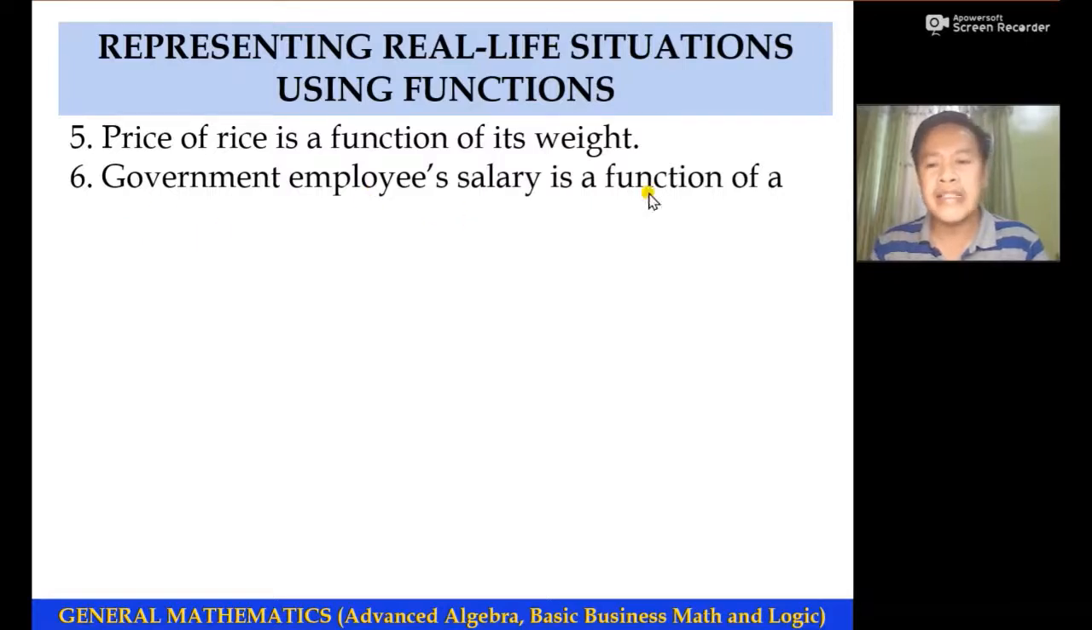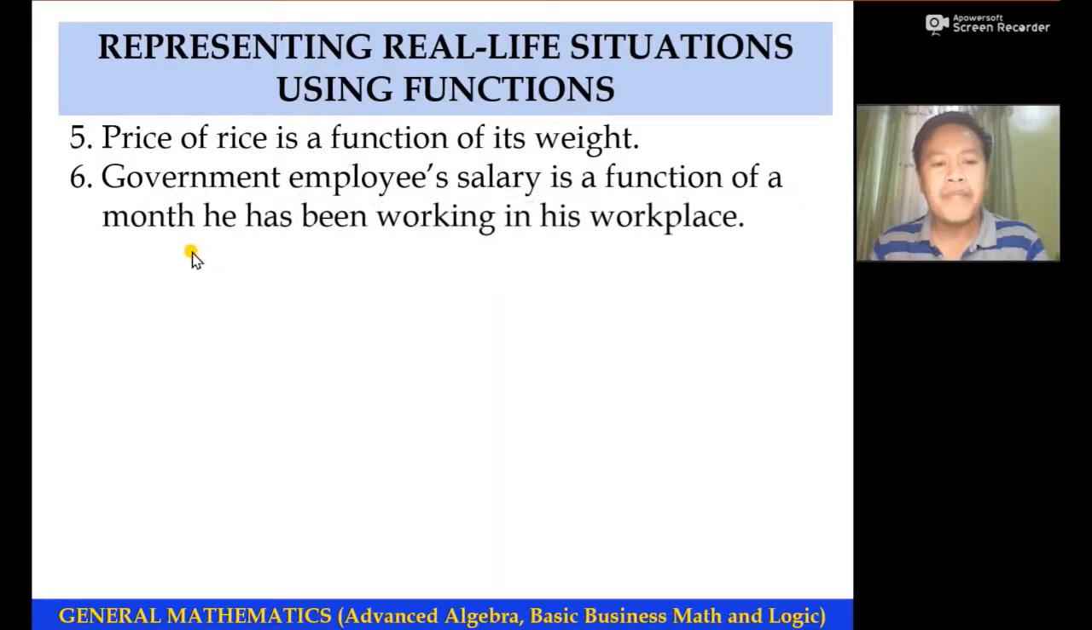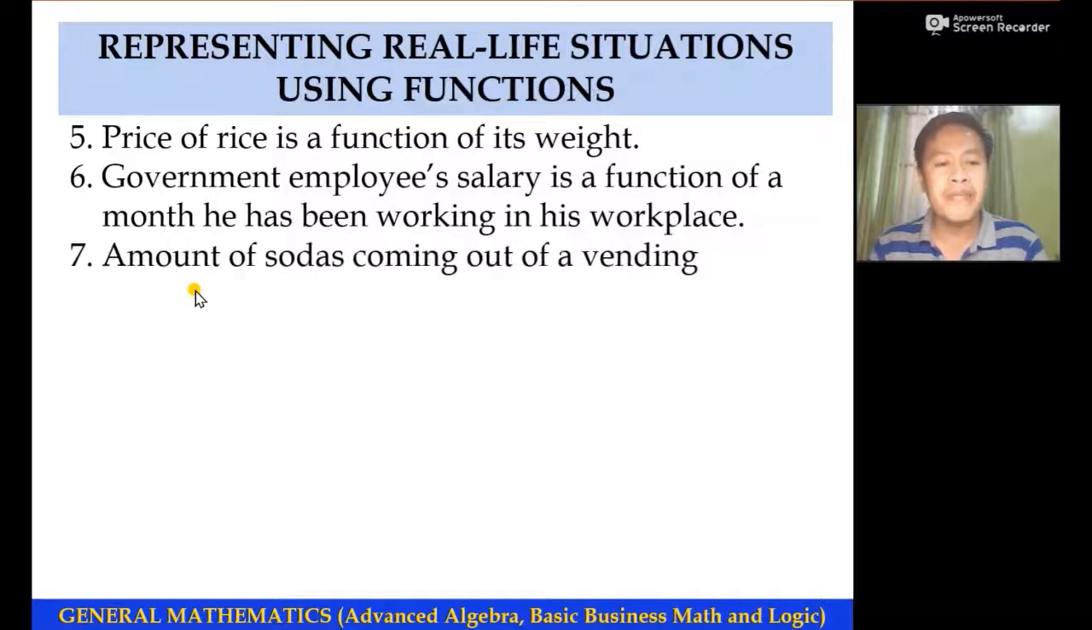Number 6. A government employee's salary is a function of the months he has been working in his workplace. Yes, because the shorter your length of service in the workplace, the lower the salary that you have. The longer you stay in your workplace, the higher the salary that you have. Therefore, government salary is our dependent variable and the months that we have been working in our workplace is the independent variable.